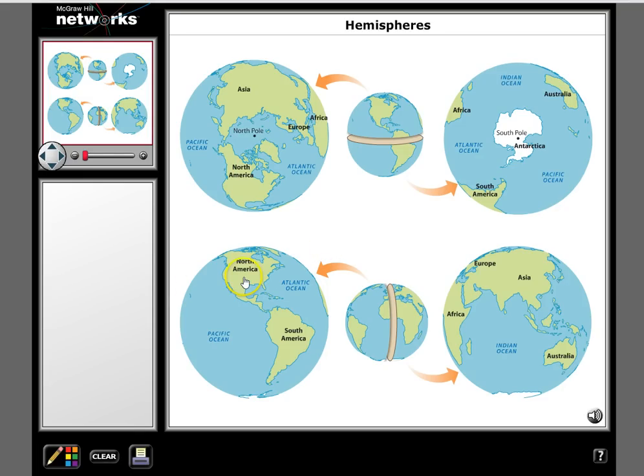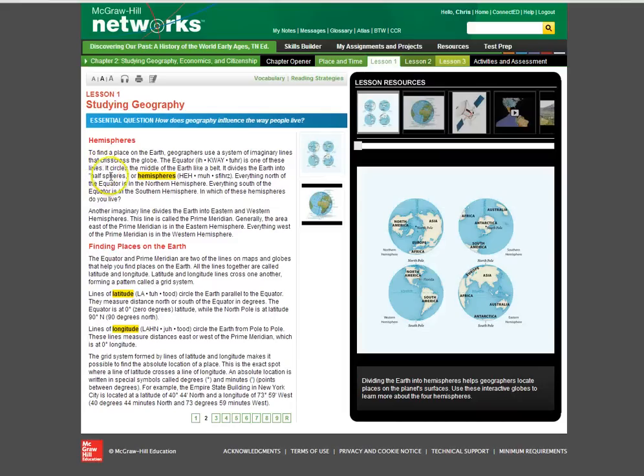Well, we live in North America, and that is in the Western Hemisphere. But in addition to being in the Western Hemisphere, we live in the Northern Hemisphere. So we live in the Northern Hemisphere and also the Western Hemisphere. As you can see, the division of the Earth here in this graphic. Okay, so what are the hemispheres?